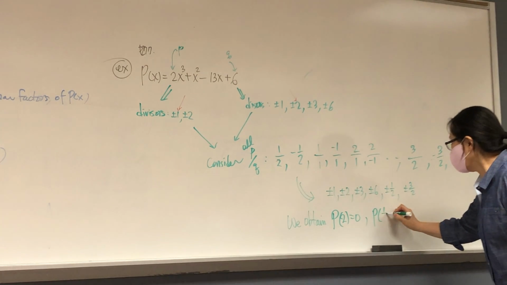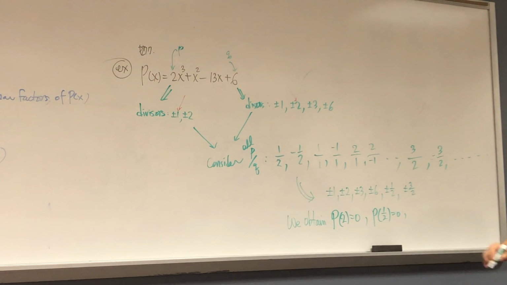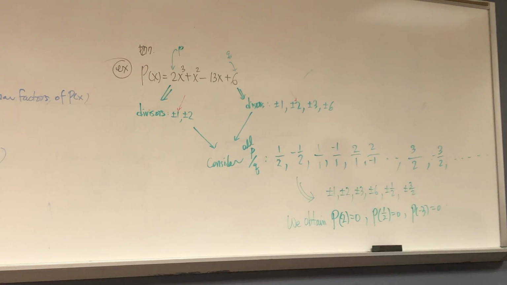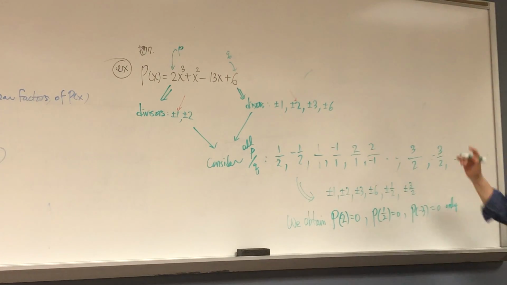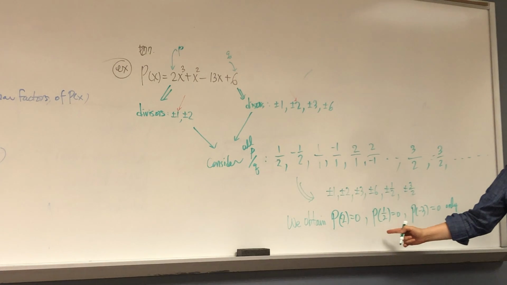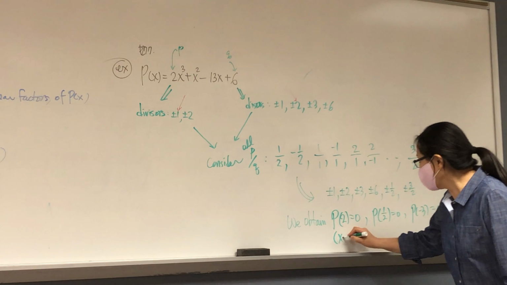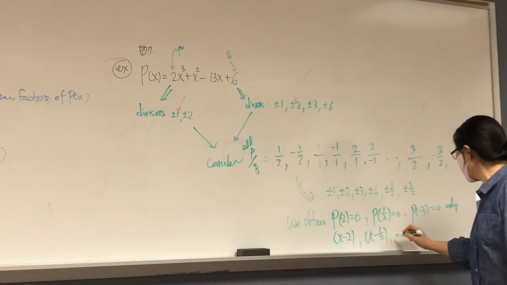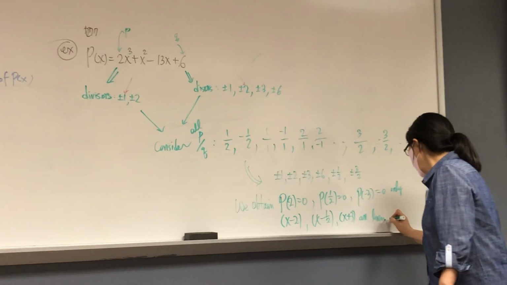P of 1/2 is 0. You have to test everything. And P of negative 3 equals 0. And then what can we do? Here, what do they mean? Only degree 3, I found 3 zeros, yes? Now, x minus 2, x minus 1/2, x plus 3 are linear factors, right?